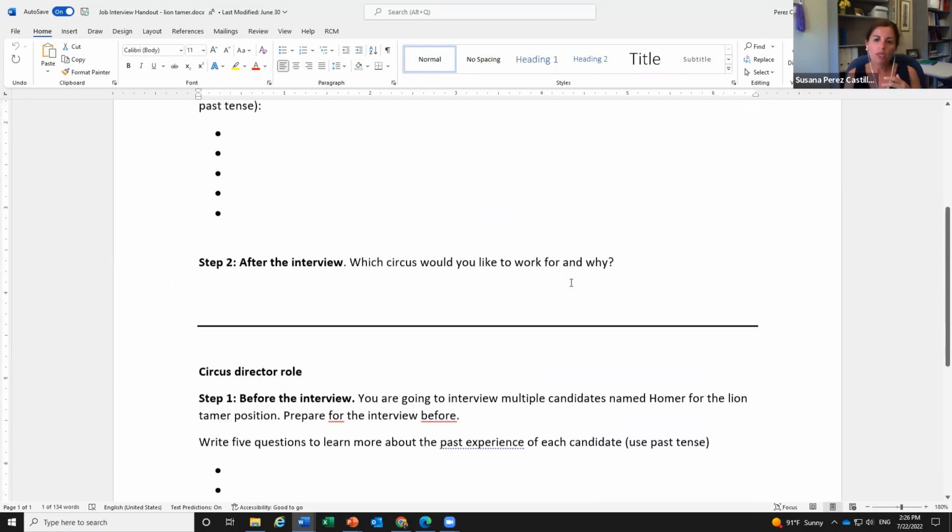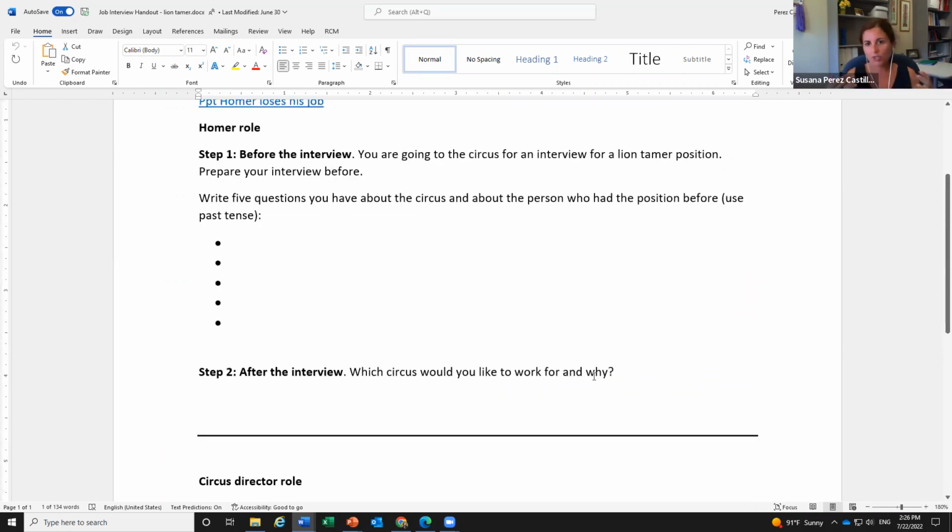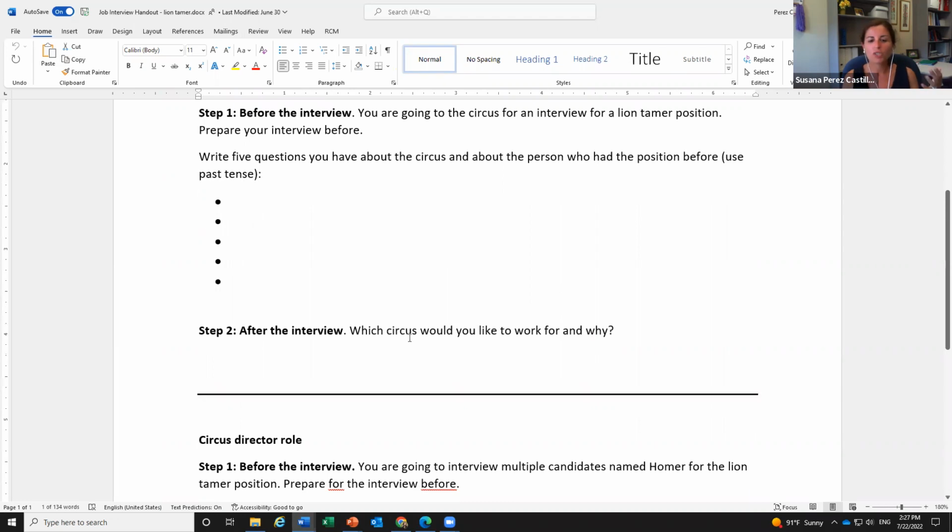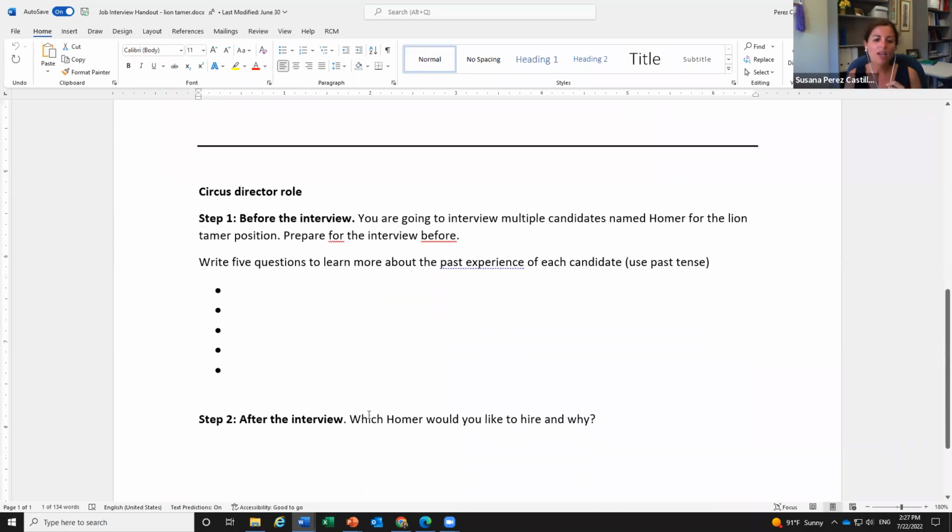So they do these, they ask each other the questions and they do their best to answer. They don't know, as I said, all the vocabulary for job skills, but they don't really need it for this activity. And at the end, they get together in smaller groups. They're usually like 2 groups of Homers and 2 groups of circus directors, and they decide which circus they would like to work for and why. Oh, because that director was very cool. He asked this question and not another. And which Homer you would like to hire.